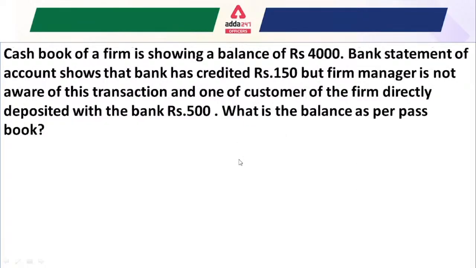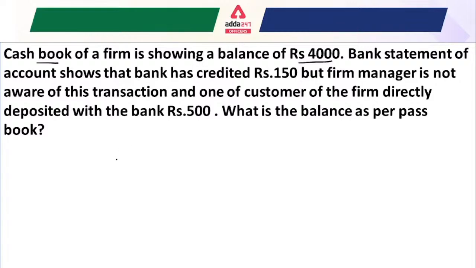Next question: again the cash book of the firm is showing a balance of 4,000 rupees. Here neither the term overdraft nor credit is used, so we know that it is a debit balance of the cash book.